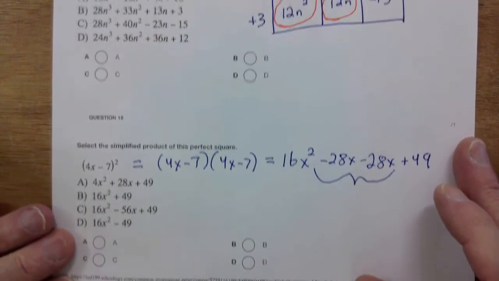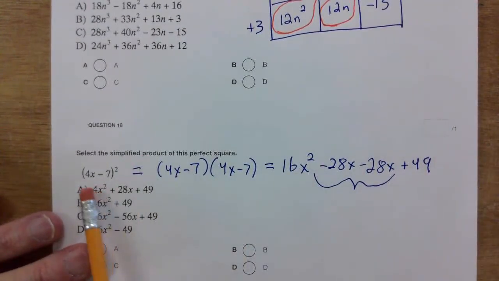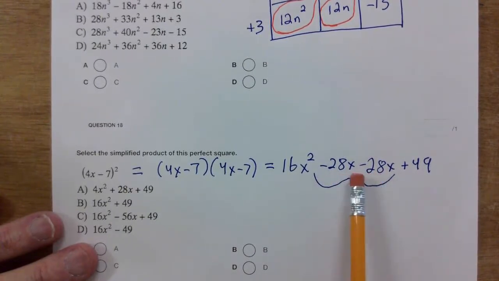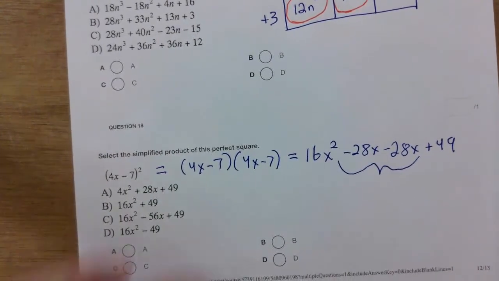All right, 18, guys, was the perfect square. 4x minus 7 squared. That means this. 4x minus 7 times 4x minus 7. Put them together. Combine those 2 terms. Again, they add together and double up, -56x. All right?